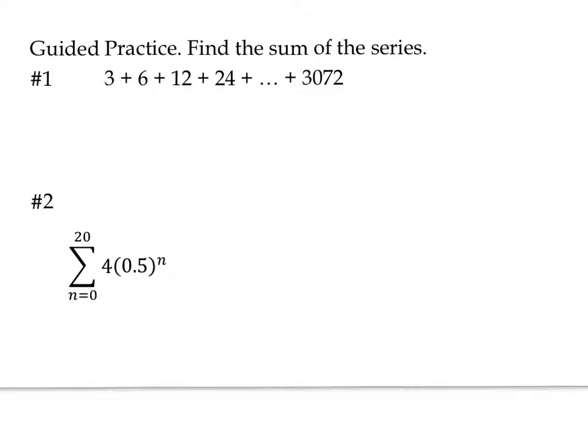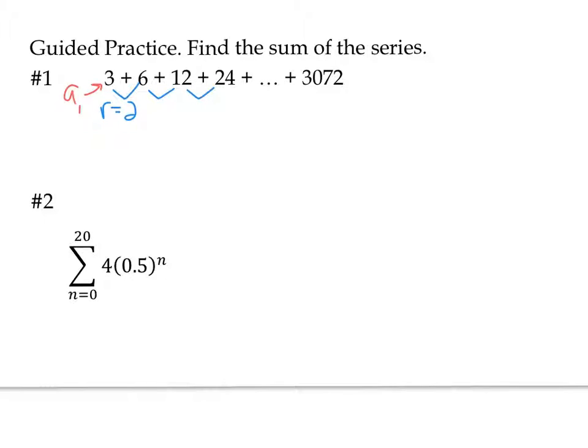In this first example, we have a series. It starts with 3, it ends with 3072. Even though we don't need the last term to find the sum, we need the last term to know how many terms there are. We need to know what n is. In this example, we know a sub 1, which is right here, 3. And we can find the common ratio. We're multiplying by 2 each time, so r equals 2. So we need to find out the number of terms. Those are the 3 things we need to find the sum of a geometric series: the first term, the common ratio, and the number of terms.